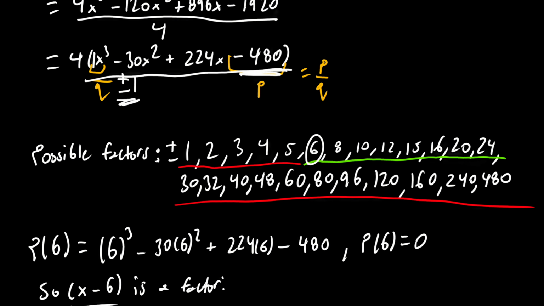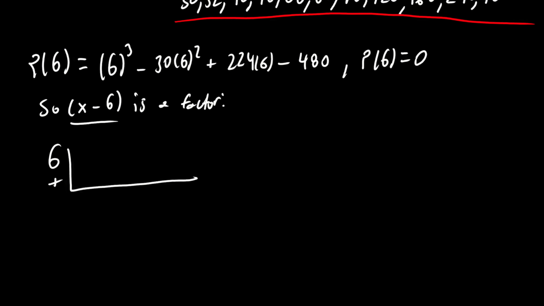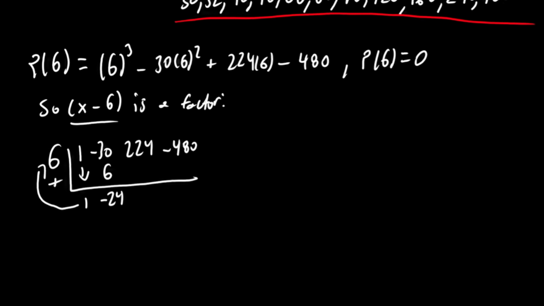So without looking at the x's, the values of this equation are 1, negative 30, 224, and negative 480. First, we're going to bring this 1 down, then multiply it by 6. And now negative 30 plus 6 gives us negative 24. Negative 24 times 6 is negative 144. 224 minus 144 gives us 80. 80 times 6 is 480. And negative 480 plus 480 gives us 0.